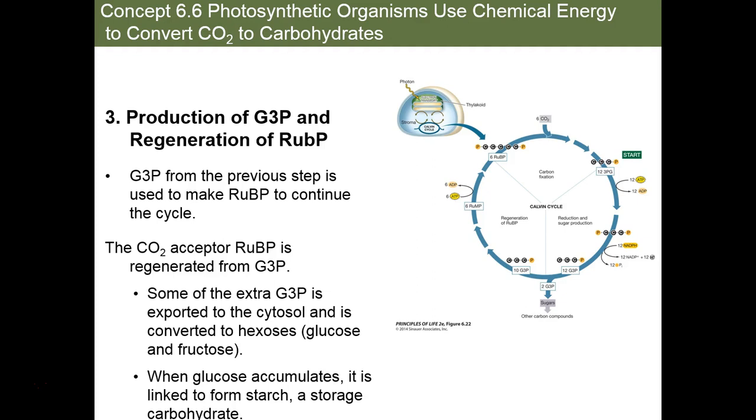The final step of the Calvin cycle is the production of G3P and regeneration of RuBP. The molecule G3P produced in the last step is used to make RuBP so that the cycle may continue. Some extra G3P that is produced will leave the Calvin cycle. This is the important part and why we're going through all this. The G3P that leaves the Calvin cycle is important because it can be used to produce glucose and make starches and cellulose, or things that can be used in cellular respiration to break down to make ATP.